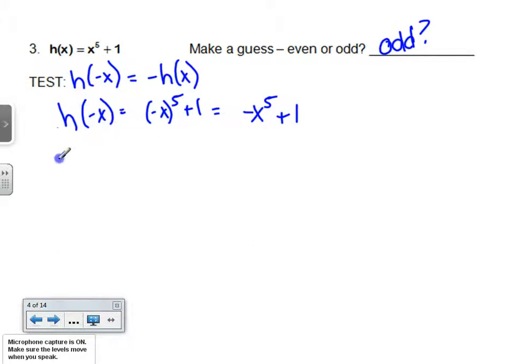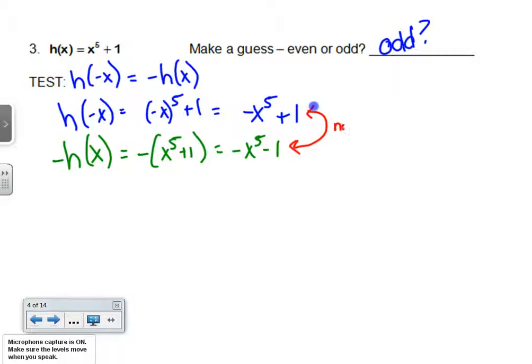Now, contrary to that, if I take the opposite of h, which is negative h of x, that would be negative (x to the fifth plus 1) in parentheses. When I change everybody's sign, you'll notice the negative 1 is not the same as the positive 1, which means we do not have an odd function. I also noticed that when I evaluated it at negative x, it does not come out the same as the original, so it's not even. So this guy is neither even nor odd.